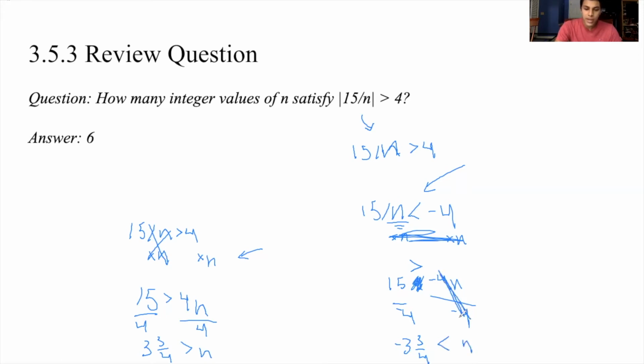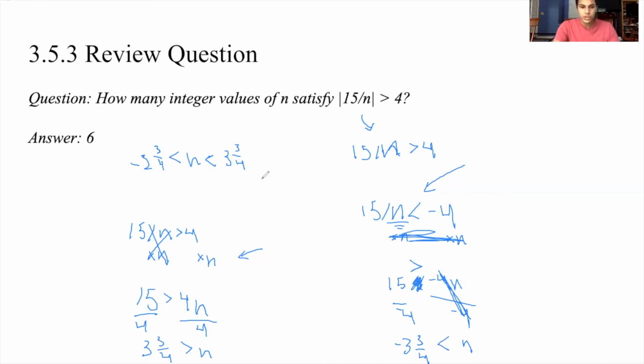All right, so now we have two inequalities. 3 3/4 is greater than n, and -3 3/4 is less than n. And if we just write this out as one inequality, we have -3 3/4 is less than n, which is also less than 3 3/4. Because remember, 3 3/4 is greater than n, so n is less than 3 3/4. So now we have this one inequality, and we have to figure out how many integers satisfy it.